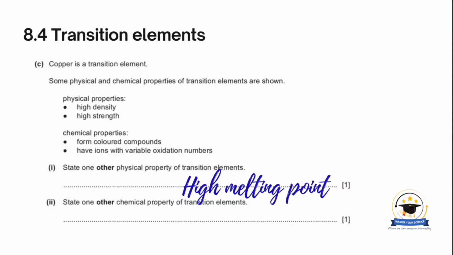Then state one other chemical property of transition elements. So from the question, we've been told they form colored compounds and they have ions with variable oxidation states. So the other chemical property that hasn't been mentioned is that they can act as catalysts.